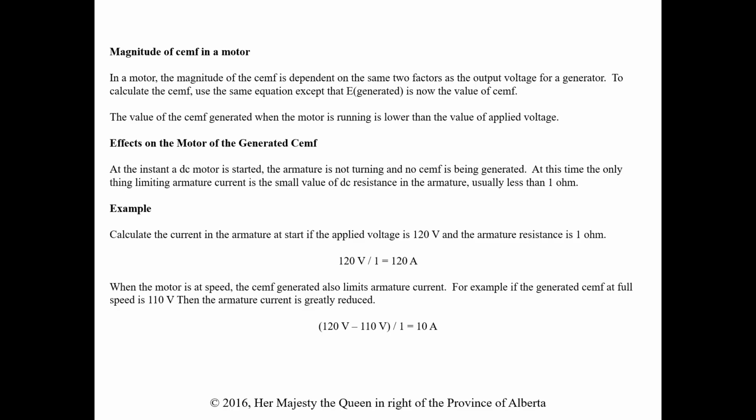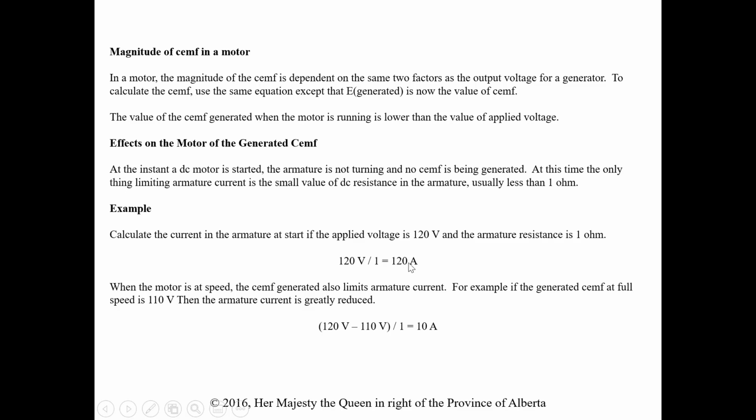So the instant a DC motor is started, the armature is not yet turning. Okay, so no CEMF is being generated because we don't have that motion between the armature conductor and the field. So at this time, the only thing limiting armature current is the small value of DC resistance in the armature, which is usually less than 1 ohm. Again, very small. So with our applied voltage and only the very small resistance of the actual armature, we get extremely high currents on start.